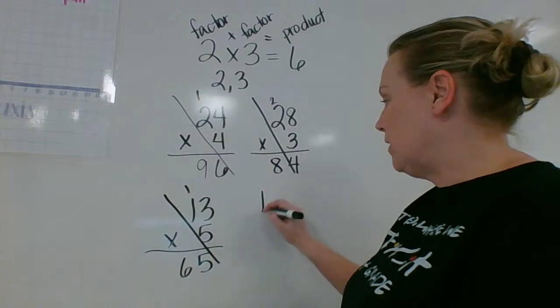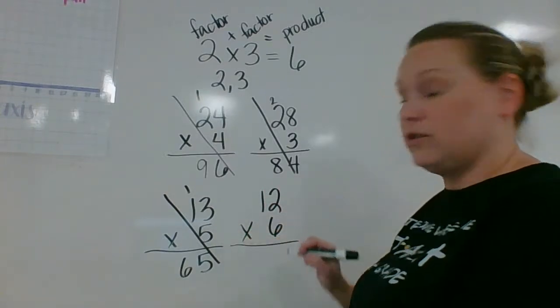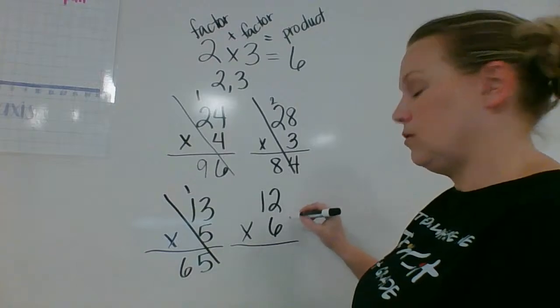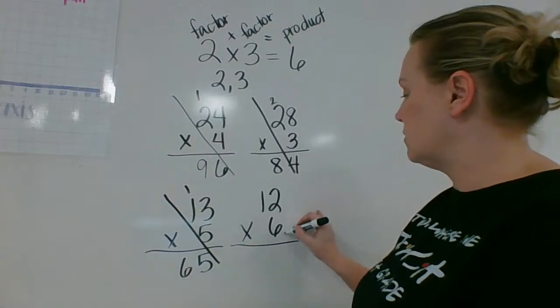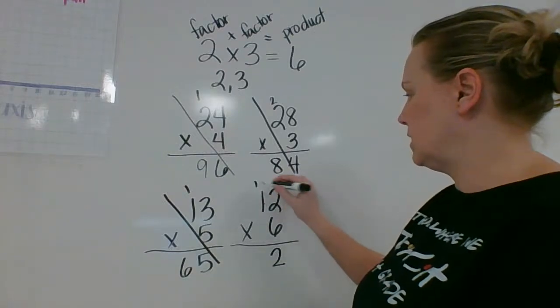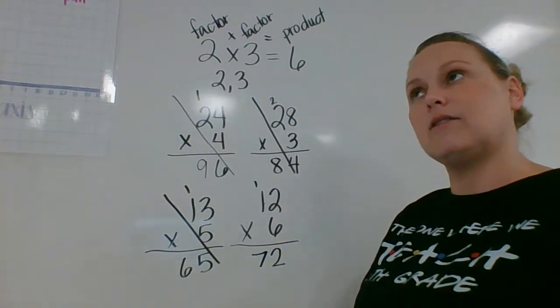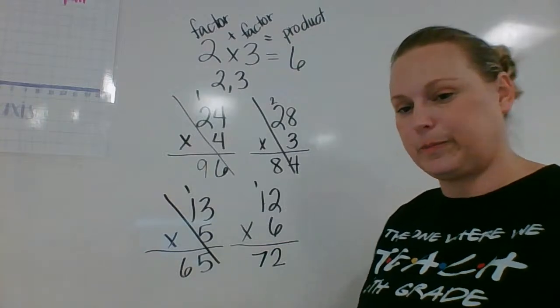Anyway, if you do 12 times 6, you do get 72. If you know your 12 facts, you know that 12 times 6 is 72. Or if you do the standard algorithm, you do 6 times 2 is 12. Carry your 1. 6 times 1 is 6, plus 1 is 7, which is 72.